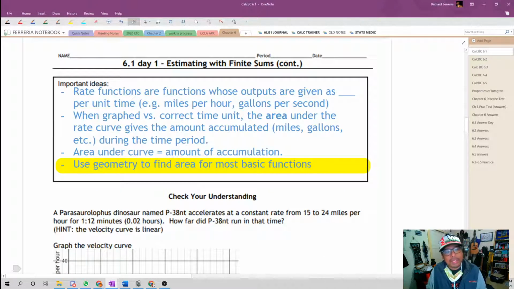And even though this isn't a geometry class, you're going to have to use geometry to find the area for the most basic of the functions. There won't be any crazy area formulas here in calculus, so you do need to know rectangles, trapezoids, circles, semicircles, etc.